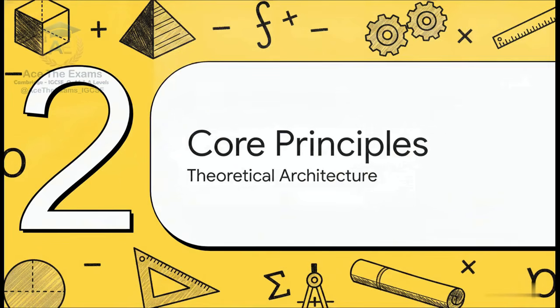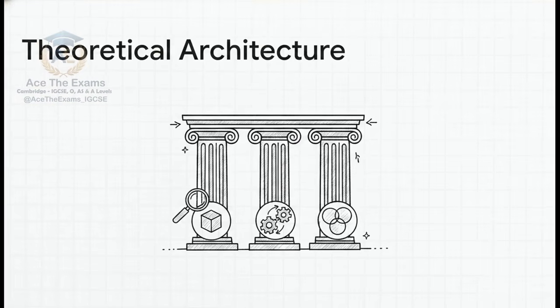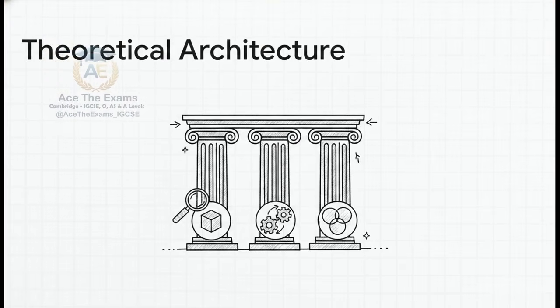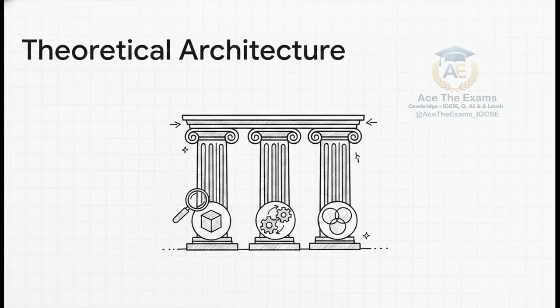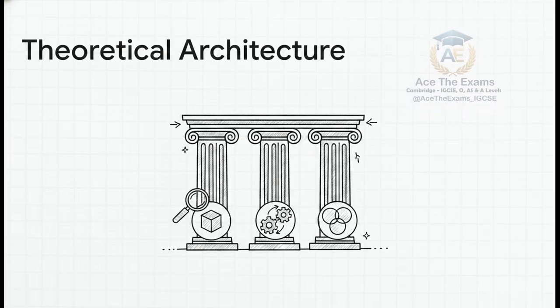Section 2. Core Principles, Theoretical Architecture. To actually satisfy those rigorous exam demands we were just talking about, your theoretical architecture needs to rest solidly on 3 main pillars. First, precise definitions. Second, identifying causal relationships. And third, cross-topic integration.